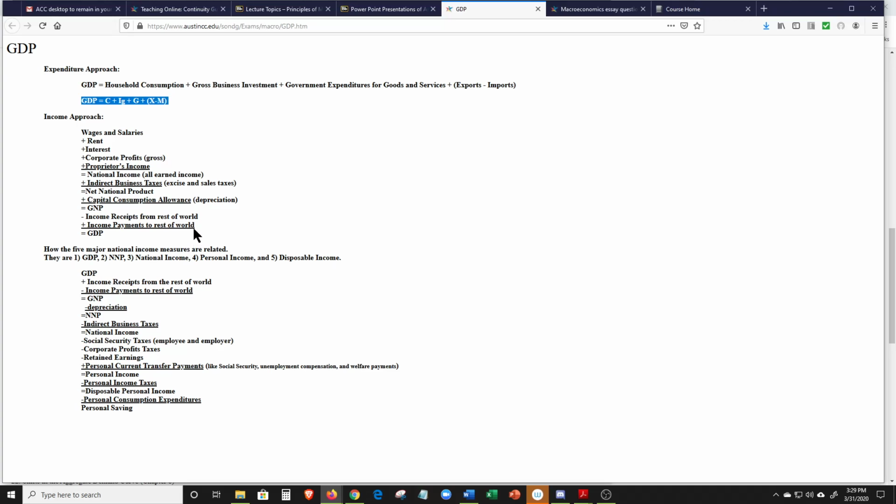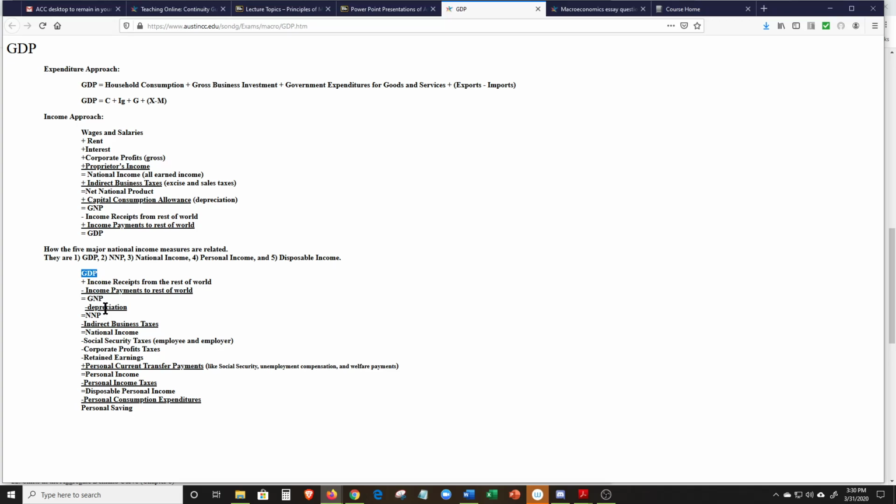And as I said up here, we're going to add the income receipts from the rest of the world and subtract income payments to the rest of the world to get GNP, which is basically the total income earned by citizens of the United States in producing goods and services, whether they produced those goods and services here in the United States or abroad. GDP is the value of all goods and services produced in the United States, whether produced by citizens of the United States or from some other country. All right, so we moved from GDP to GNP.